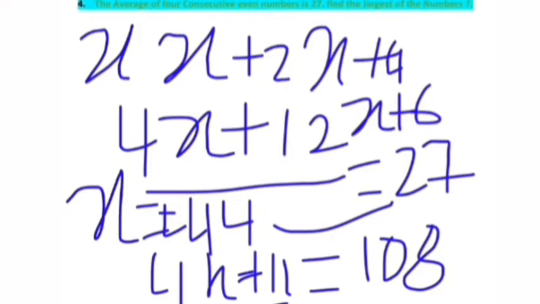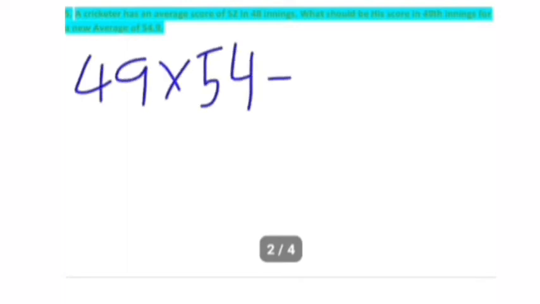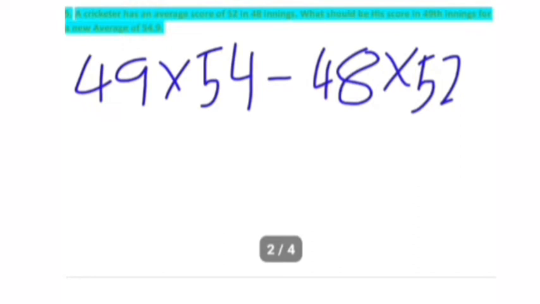So moving forward to the next question. A cricketer has an average score of 52 in 48 innings. What should be his score in the 49th innings for a new average of 54.9? So the average in 48 innings is 52, and he's asking what his score in the 49th innings should be to get the new average of 54.9. Take directly, if you want the answer, 49th innings into the new average minus 48 innings into the old average. So if you calculate this, the answer is going to be the 49th innings runs he will get.